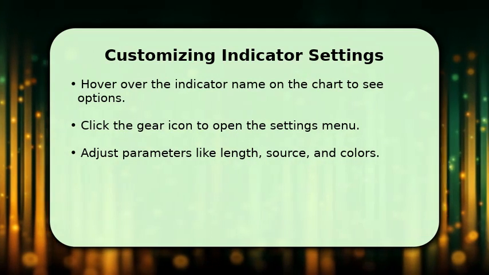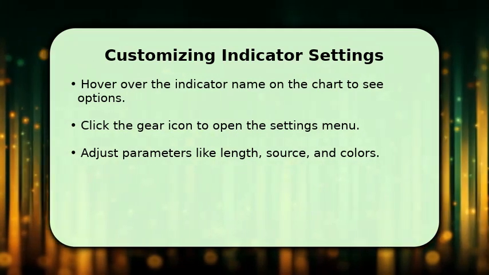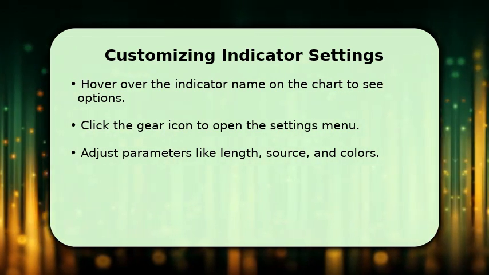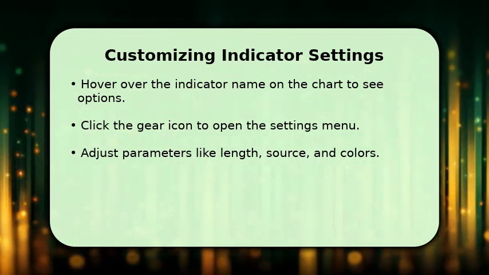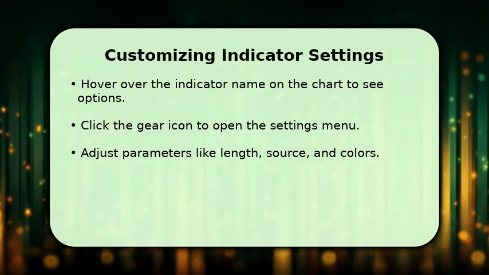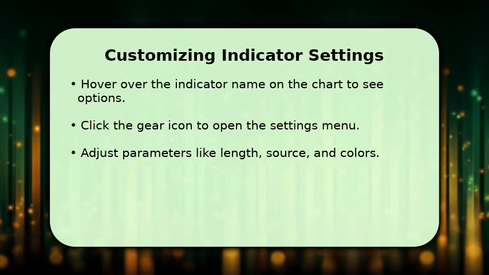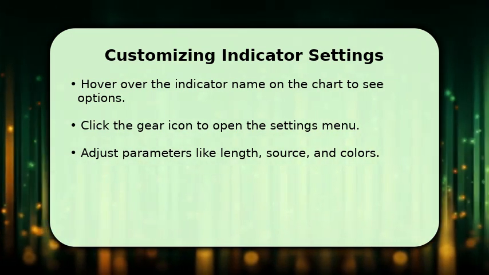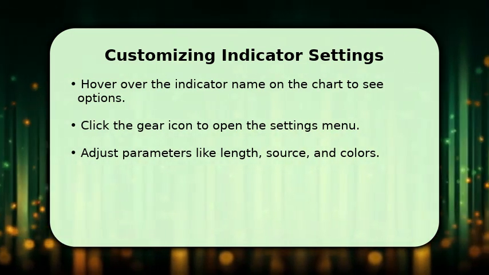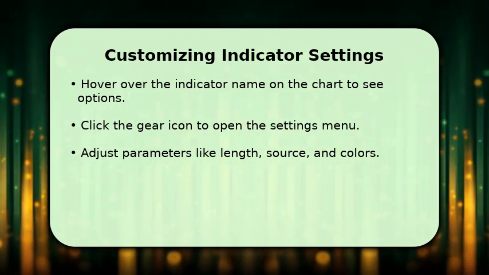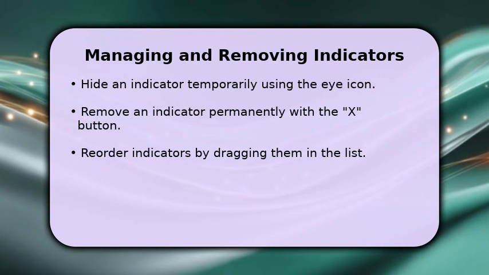After adding an indicator, you can easily customize its appearance and parameters. Hover your mouse over the indicator's name directly on the chart or in the indicator list. A small gear icon will appear. Click it to open the settings menu. Here, you can modify inputs like the period length, change the data source, or adjust colors and line styles to suit your visual preferences. Managing your indicators is straightforward.